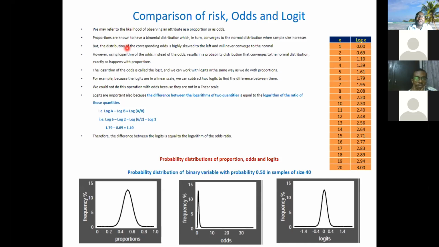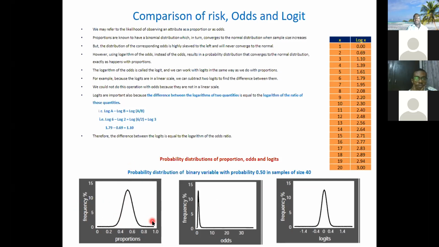The proportion is known to have a binomial distribution, that is probability, which in turn converges to the normal distribution when sample size increases. We demonstrated that yesterday when I was showing the binomial distribution when we were talking about Yates correction. But the distribution of the corresponding odd is highly skewed to the left and will never converge to normal. Look at this now. So if the sample size is high, something that follows binomial will look like a normal distribution.